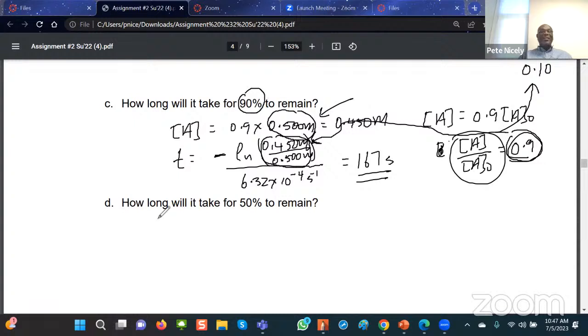All right, so the D part says, how long will it take for 50% to remain? Okay, so what comes immediately to mind when you see that question? How long will it take for 50% to remain? So presumably they're talking about 50% of the reactant.